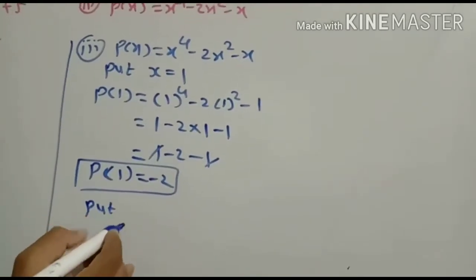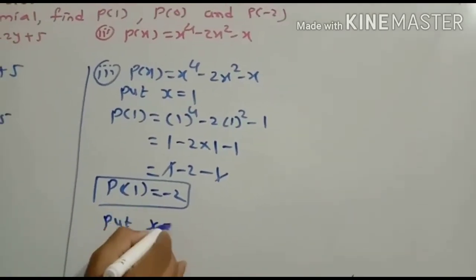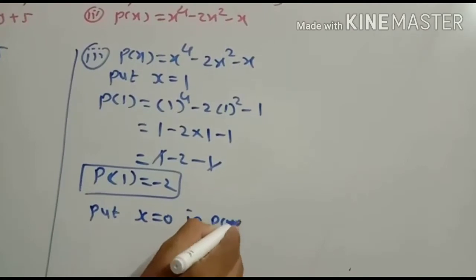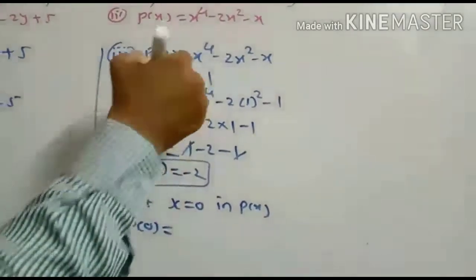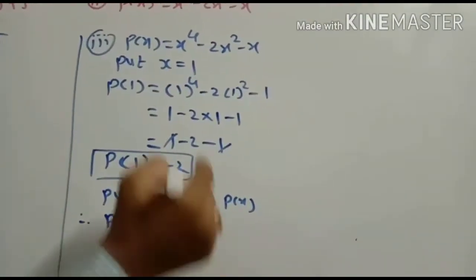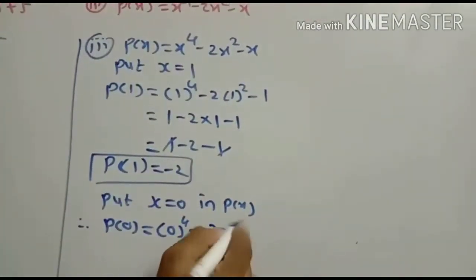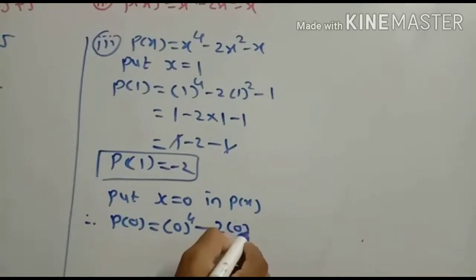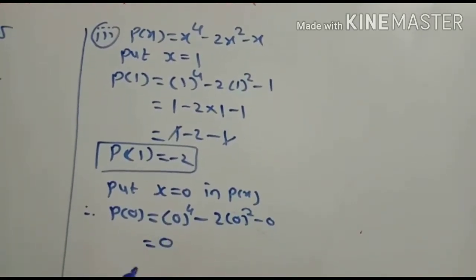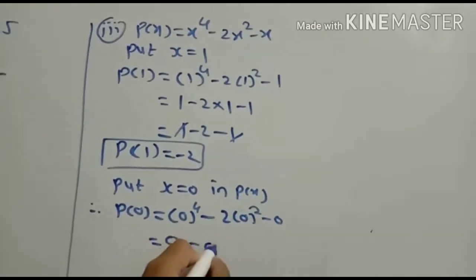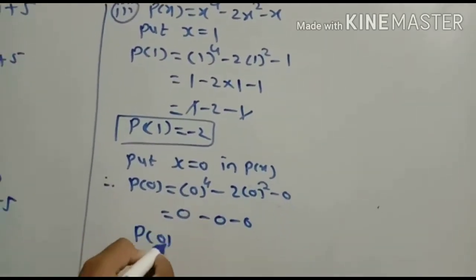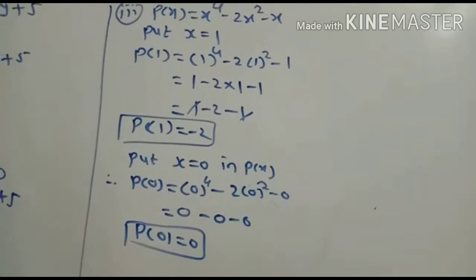Now for finding P of 0, put x is equal to 0 in P of x. We get P of 0 is equal to 0 raised to 4 minus 2 into 0 square minus 0. 0 raised to 4 is 0, minus 2 into 0 square means 0, and minus 0, and that means P of 0 is equal to 0.